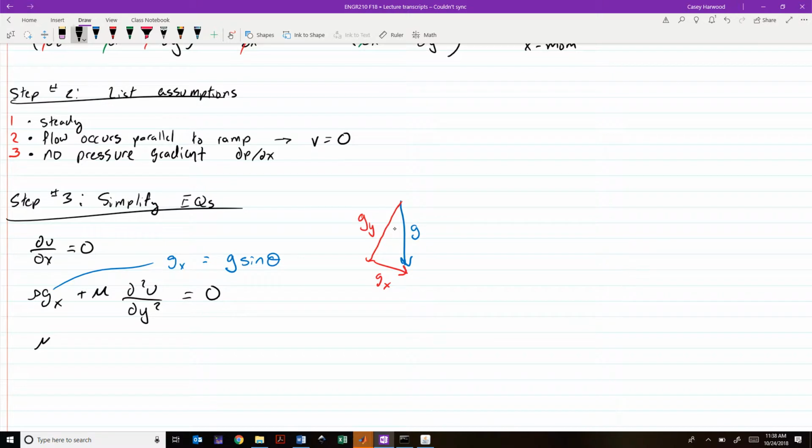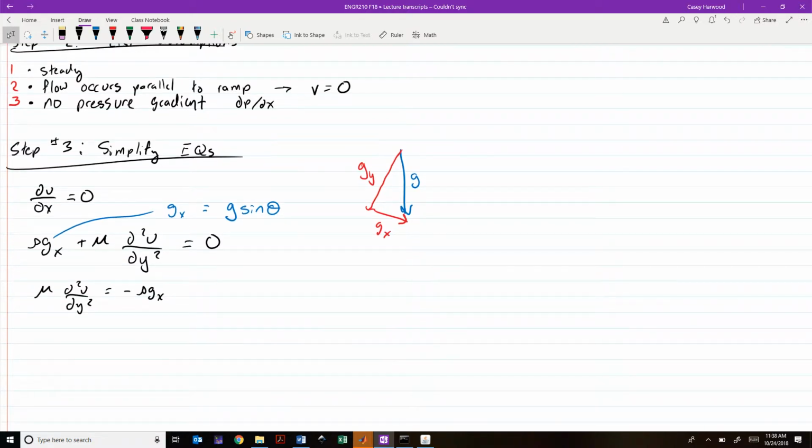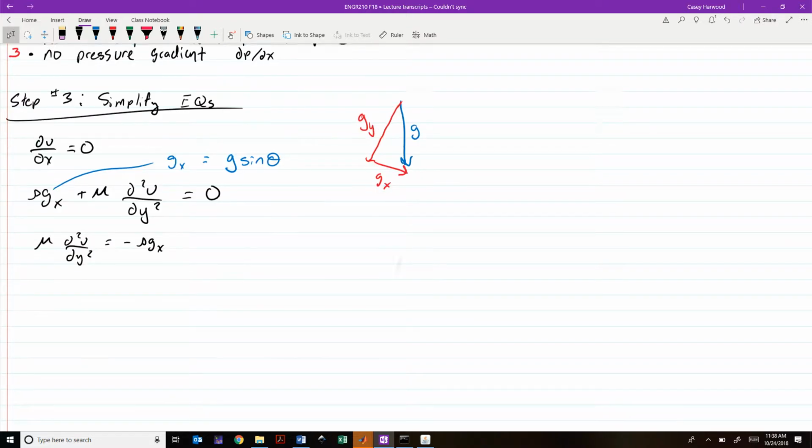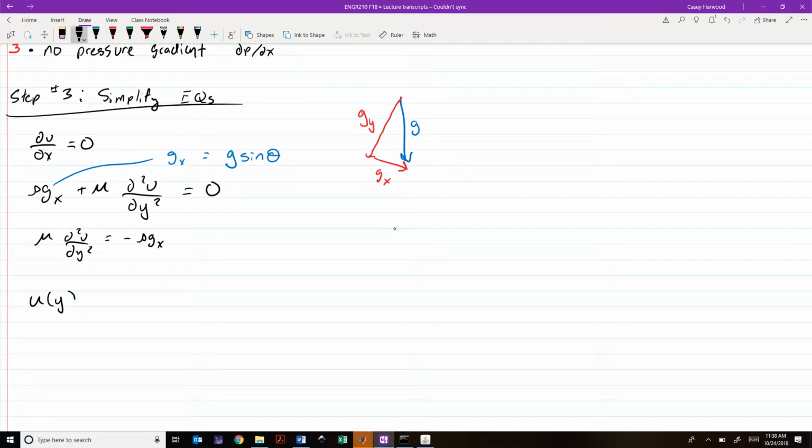So we'll go ahead and write now that mu d squared u dy squared is equal to negative rho gx. We move the mu over here and integrate twice. Then what we'll end up with is u as a function of y is negative rho g sine theta over 2 mu y squared plus c1 y plus c2.